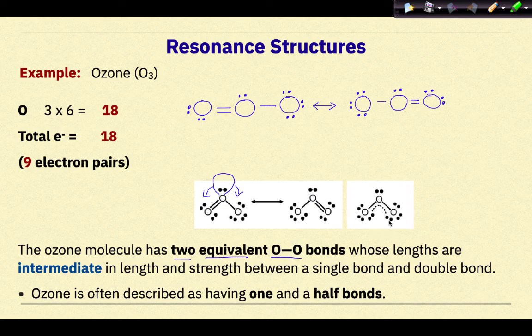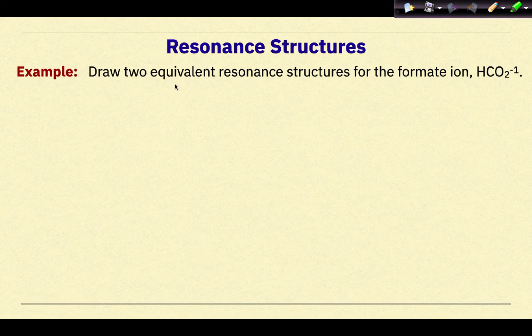If we go to this last image right here, this dotted line is basically showing the 1.5 bond, that these bond lengths right here are somewhere in between a single and a double bond. So this diagram is demonstrating that ozone is composed of resonance structures. Let's look at another example.